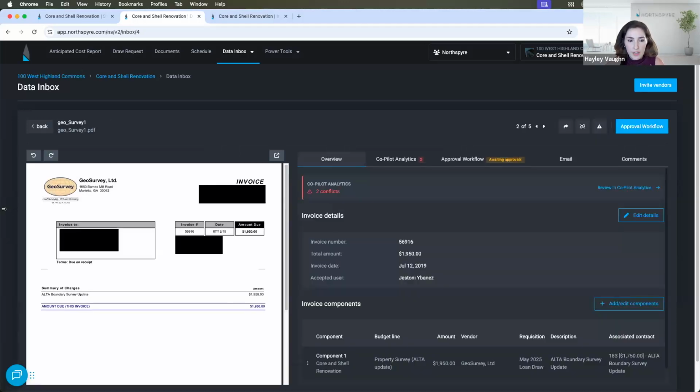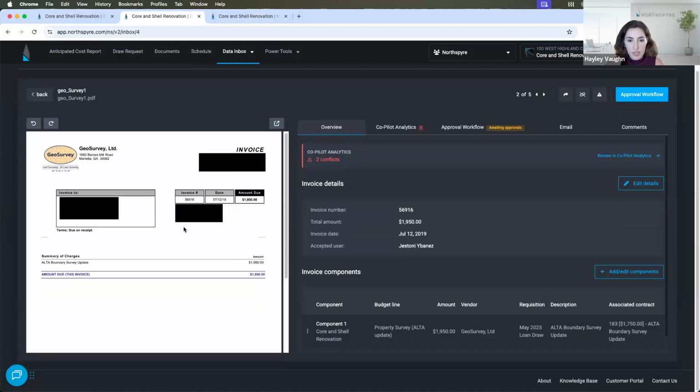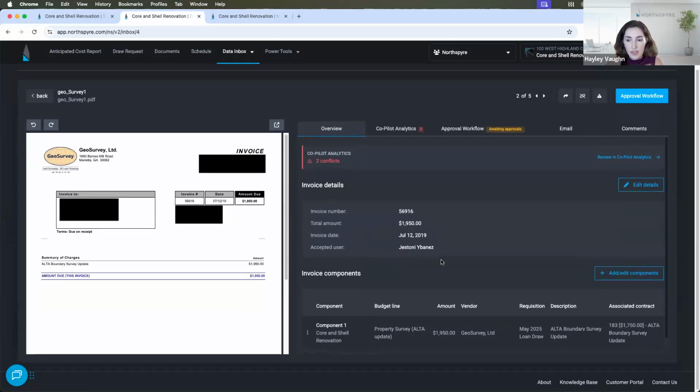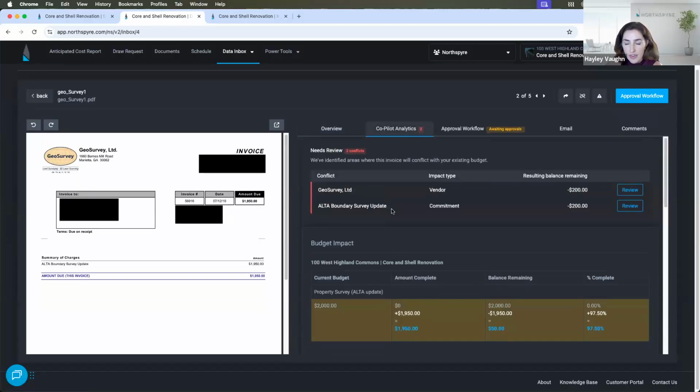And if we click into one, you can see the invoice PDF on the left. You can see all of the data that Northspire has extracted from the PDF on the right, as well as the AI-assigned budget line. Based on the budget lines that invoices are going towards, we can predict which one incoming invoices should go to. There's also a co-pilot analytics feature.